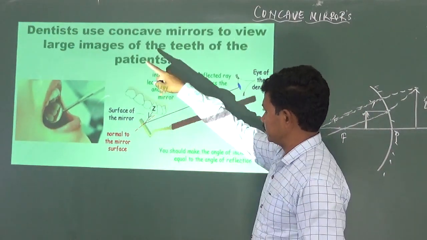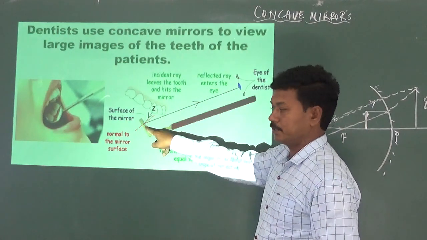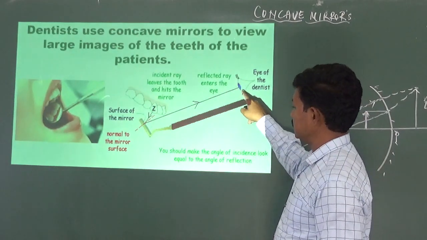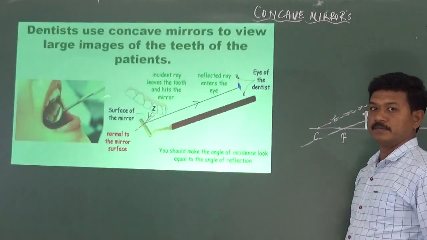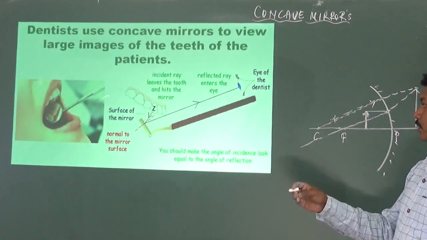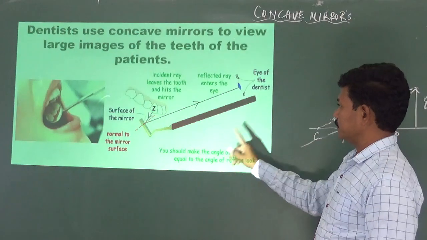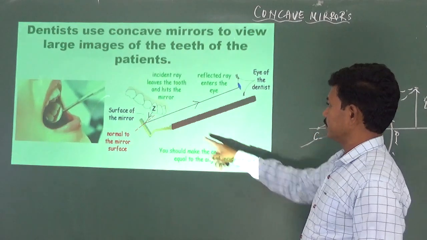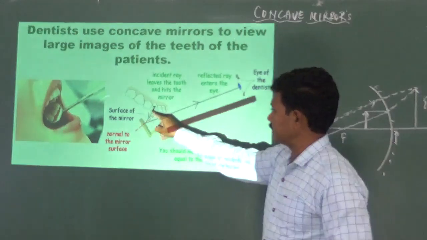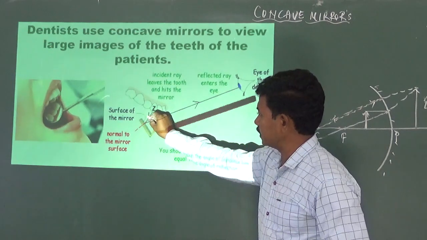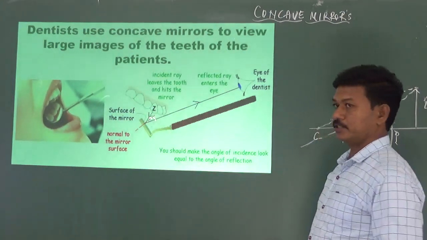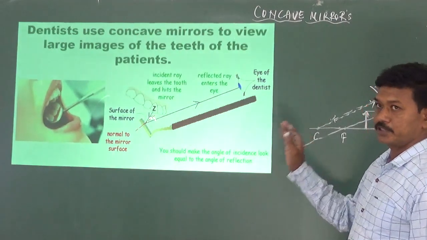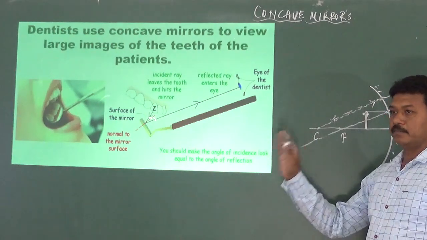So the light from the source falls on the tooth and gets into the mirror here. After reflection, light rays get into the eyes of the dentist. So you can see a little bit magnified image of the teeth, so that you can give proper treatment. At this particular point, one condition is that you should make the angle of incidence equal to the angle of reflection. This is the normal they have drawn, this is the angle of incidence and this is the angle of reflection, and that should be equal for a better view. So ENT specialists use these concave mirrors for better diagnosis.